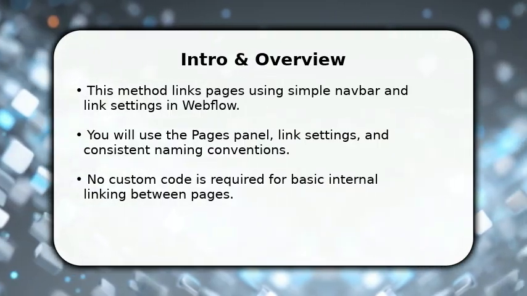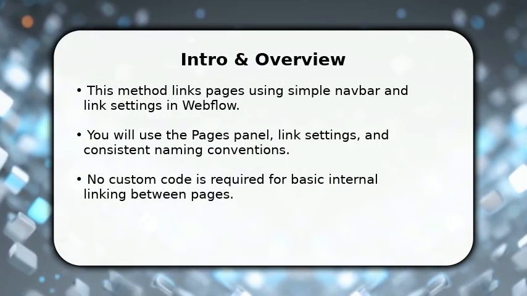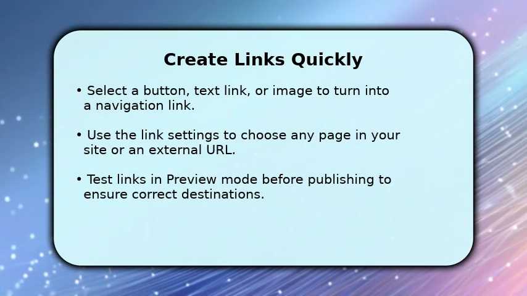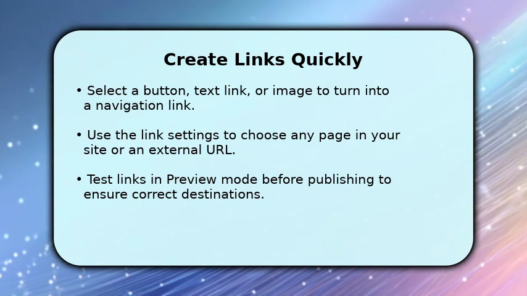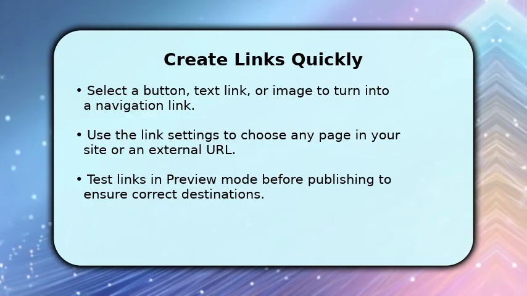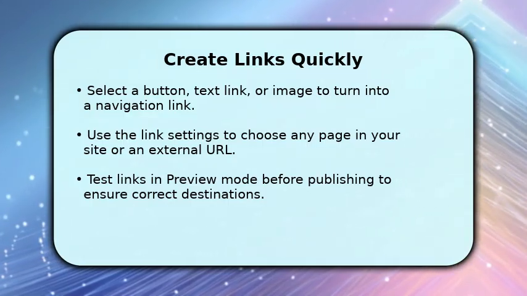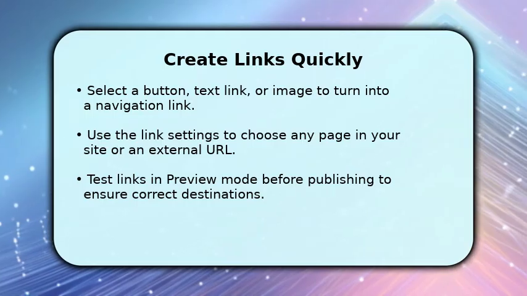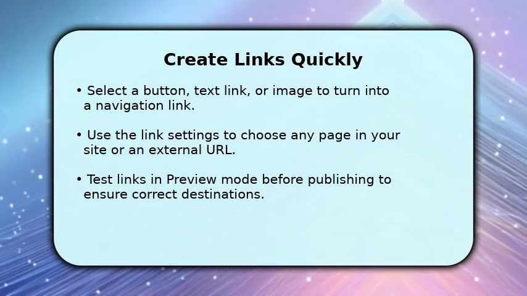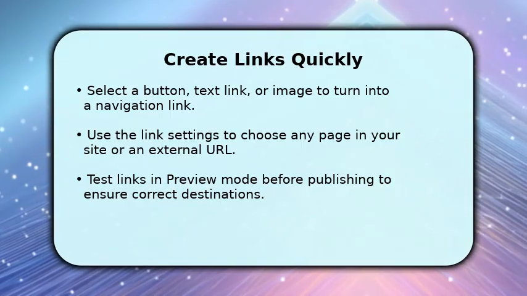Preview and test each link in the designer and in a published test site to confirm navigation. Open the element you want to make clickable and switch to link settings, then pick the destination page from the list. For anchors, create a section ID and link to that ID from any link element on any page using the hash symbol. Keep link names clear and consistent to help users and editors.